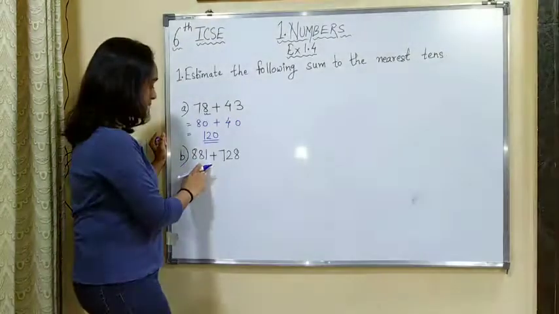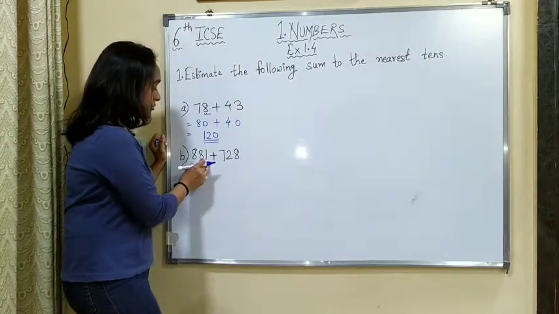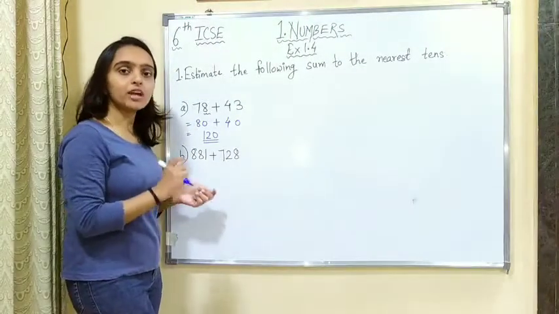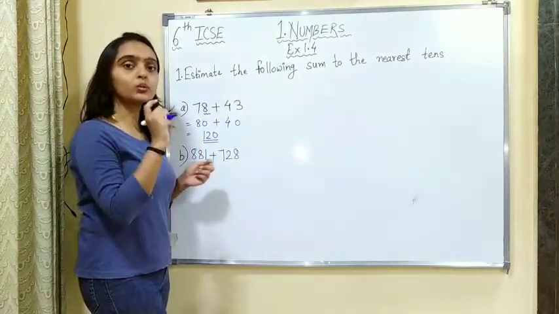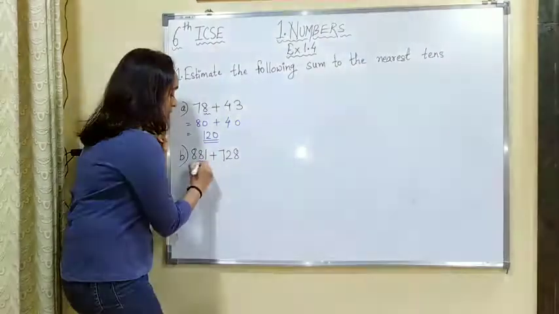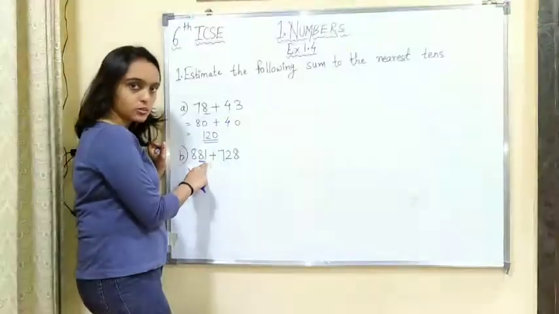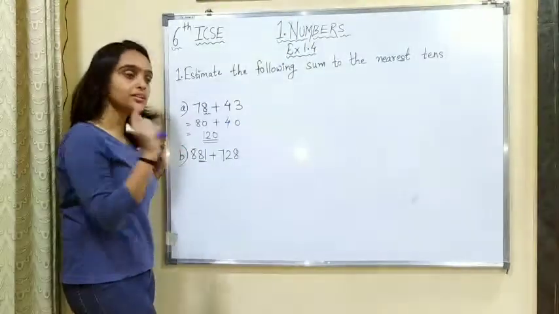Okay. Now here, it is a 3-digit number, but we have to estimate the number only to the tens place, that is, till here we have to estimate it. The number at the units place is 1, so we will replace it only by 0.